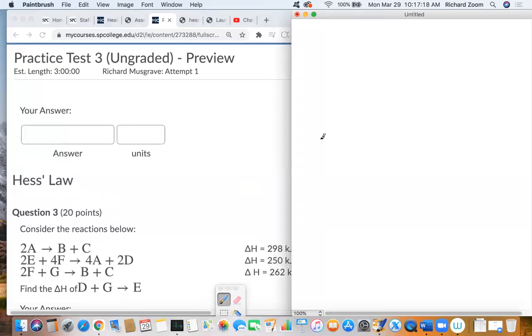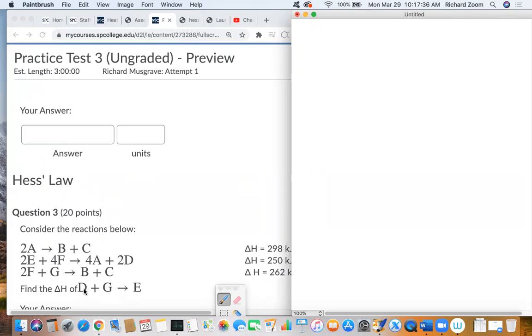So we've got 2A plus B gives B plus C, and then you've got the other 2 equations here. We're looking for D plus G gives E. So I just want you to treat these as you would regular compounds, and you'll get the same gist of what we were just talking about.